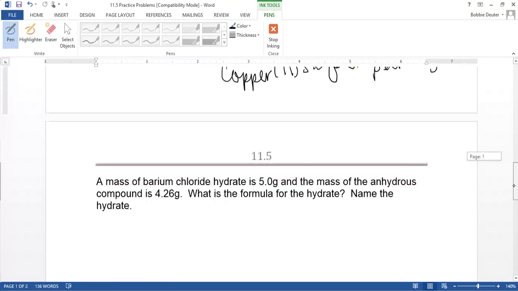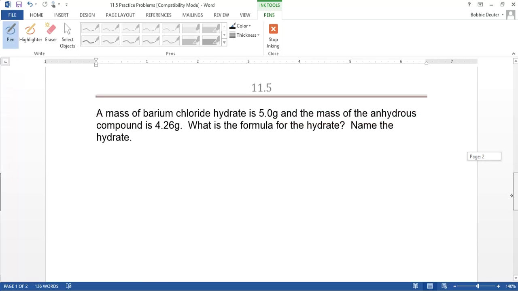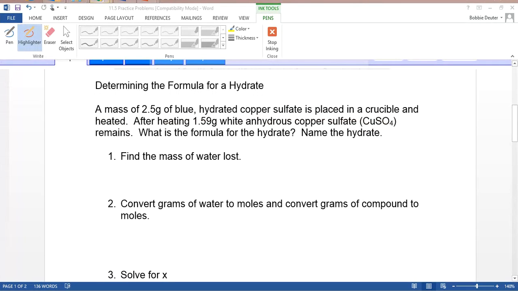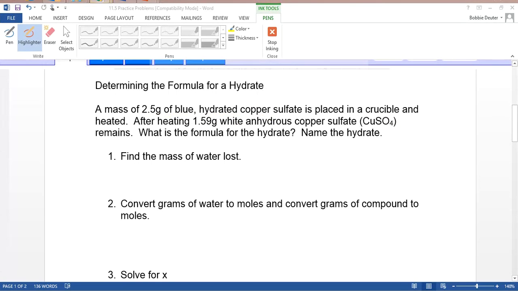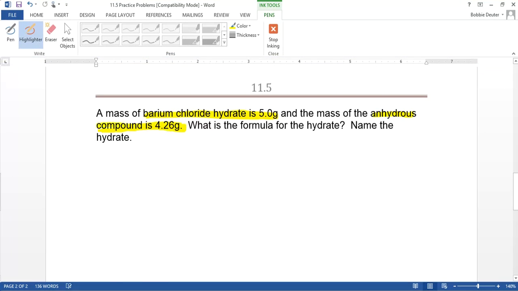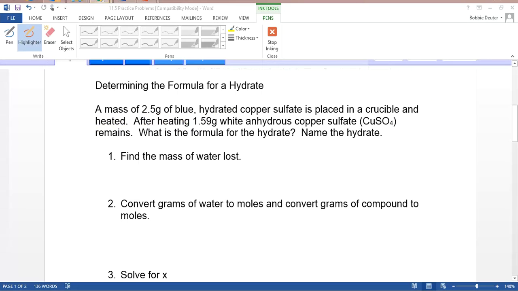All right, so let's do one more of those. In this case, we're going to use barium chloride. This is a hydrate here, and we have an anhydrous compound of 4.26. So it's asking us, we got a hydrate and we got our anhydrous. So step 1, we subtract the anhydrous from the hydrate. So you have 5.0 grams minus 4.26 grams. Now this is your hydrate.